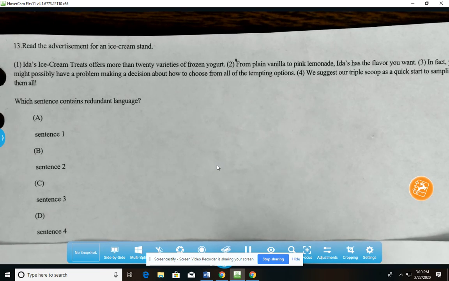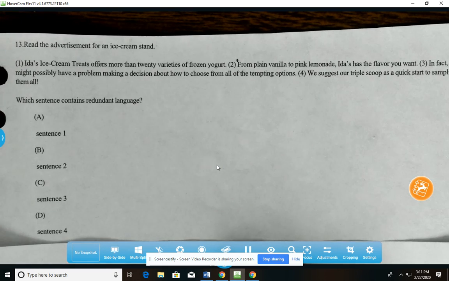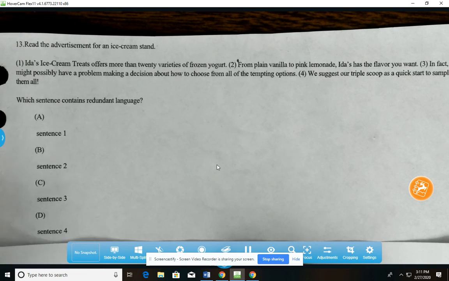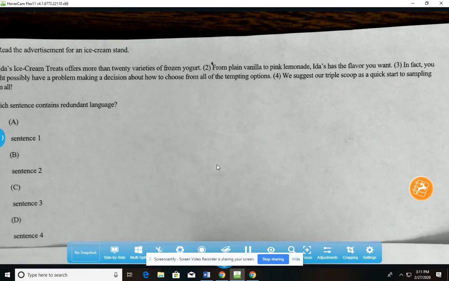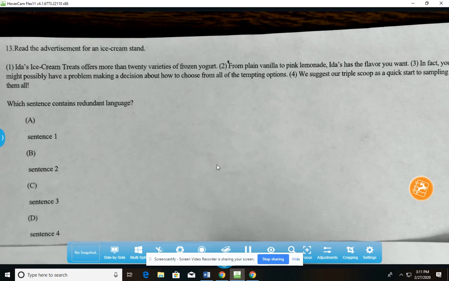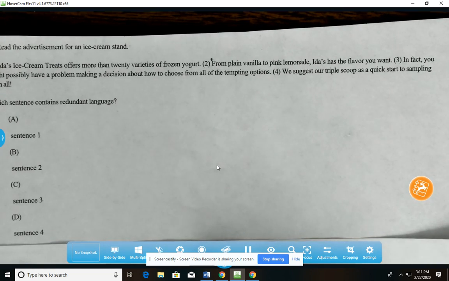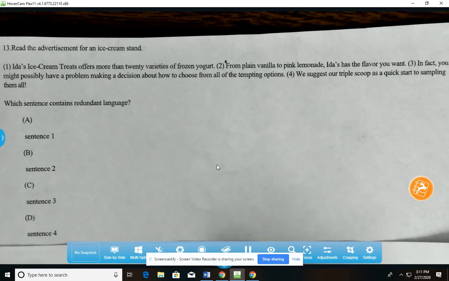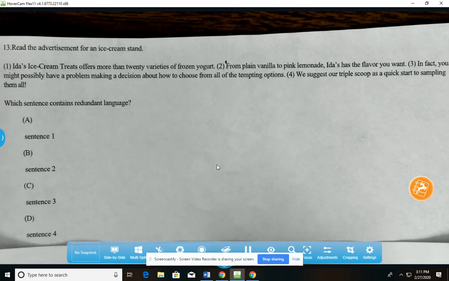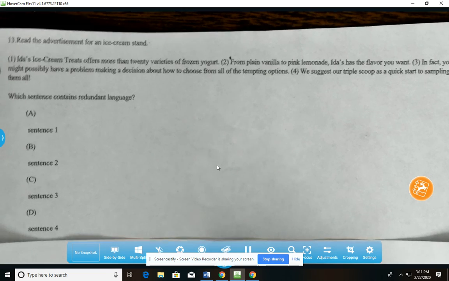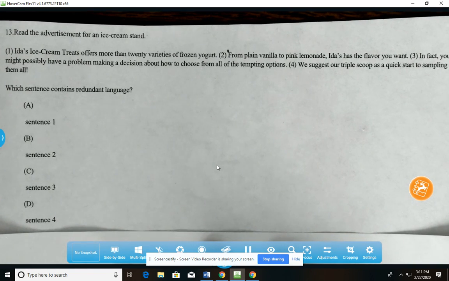So read the advertisement for an ice cream stand. Ida's Ice Cream Treats offers more than 20 varieties of frozen yogurt. From plain vanilla to pink lemonade, Ida's has the flavor you want. In fact, you might possibly have a problem making a decision about how to choose from all the tempting options. We suggest our triple scoop as a quick start to sampling them all. Which sentence contains redundant language? Is it sentence 1, sentence 2, sentence 3, or sentence 4?